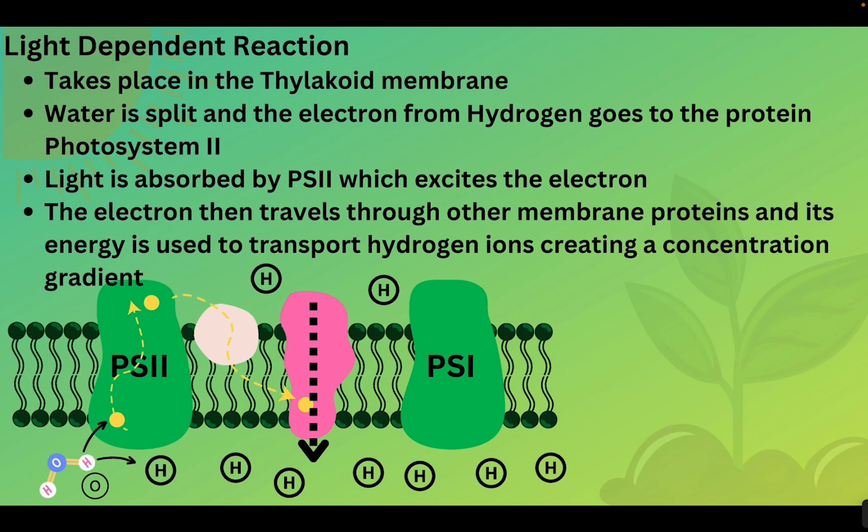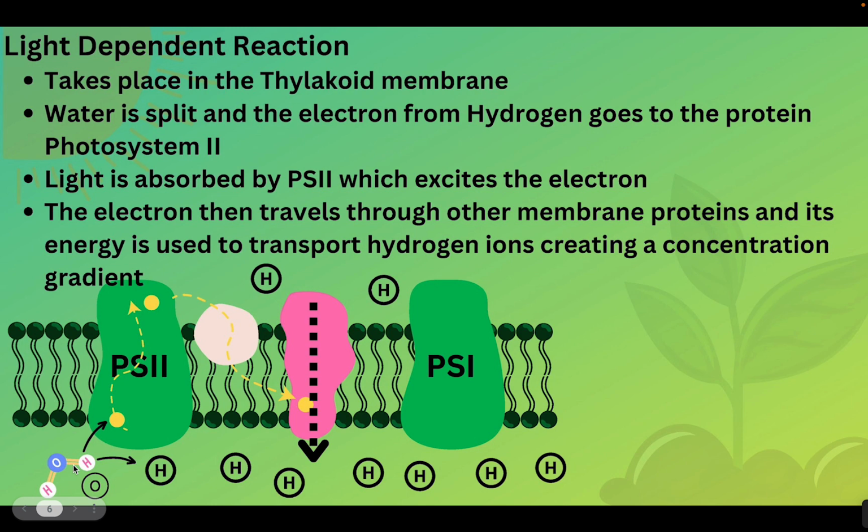So if you remember, as I just went over in the previous slide, we have these thylakoids that are membrane-bound sacs. In the thylakoid membrane, we're going to find a series of proteins, and this is where the light-dependent reaction is going to take place. So we're going to start with our first reactant here, water. So water is going to be in our thylakoid, and it's going to be split.